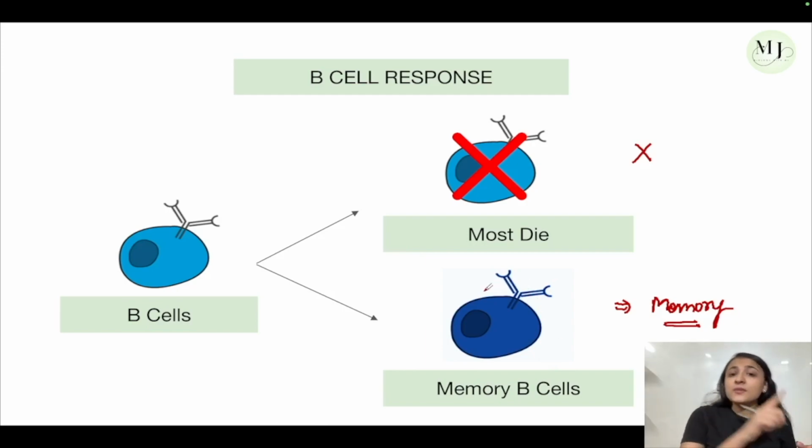So the next time this target pathogen enters the body, these memory B cells will generate a quicker, stronger and faster response to that pathogen, because the memory B cells already have the information about that particular target pathogen. So the response will increase in its intensity, and it will also be faster. So this is where the immunological memory part comes in.